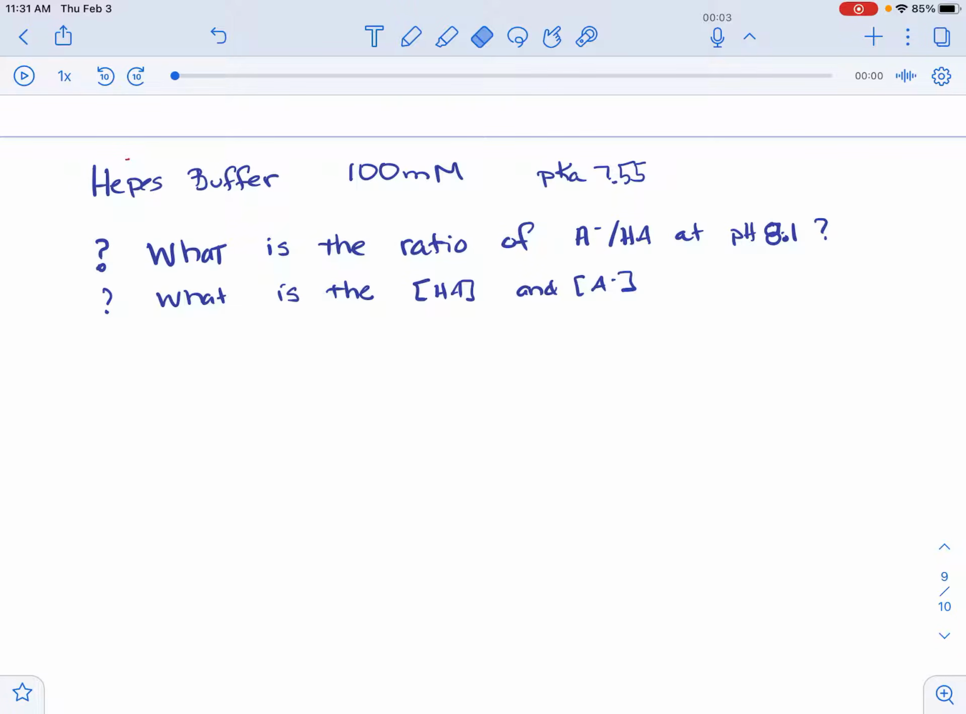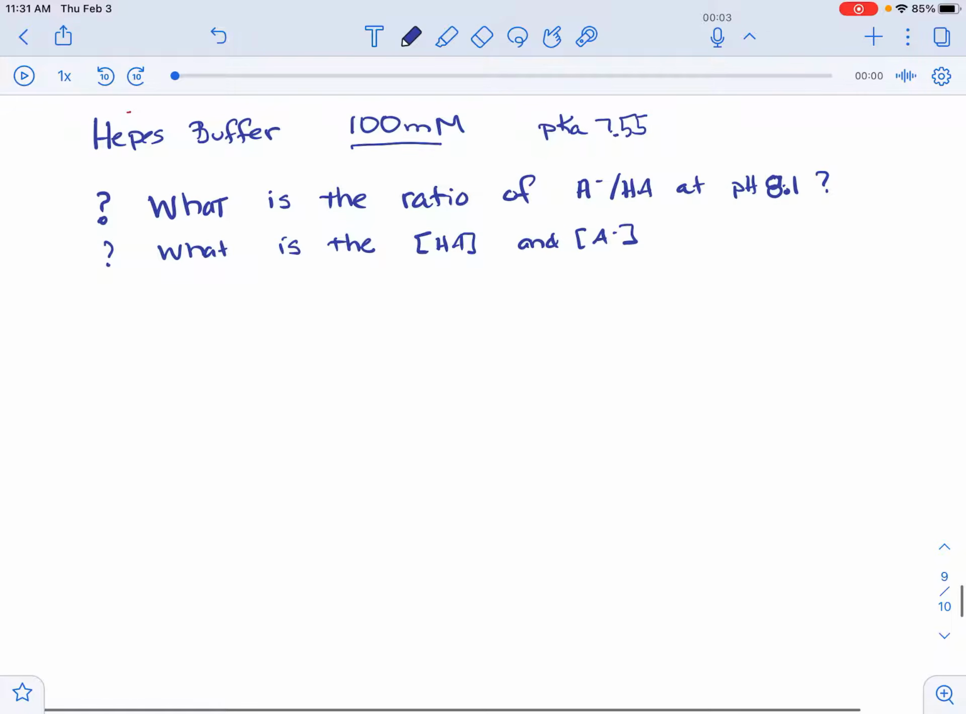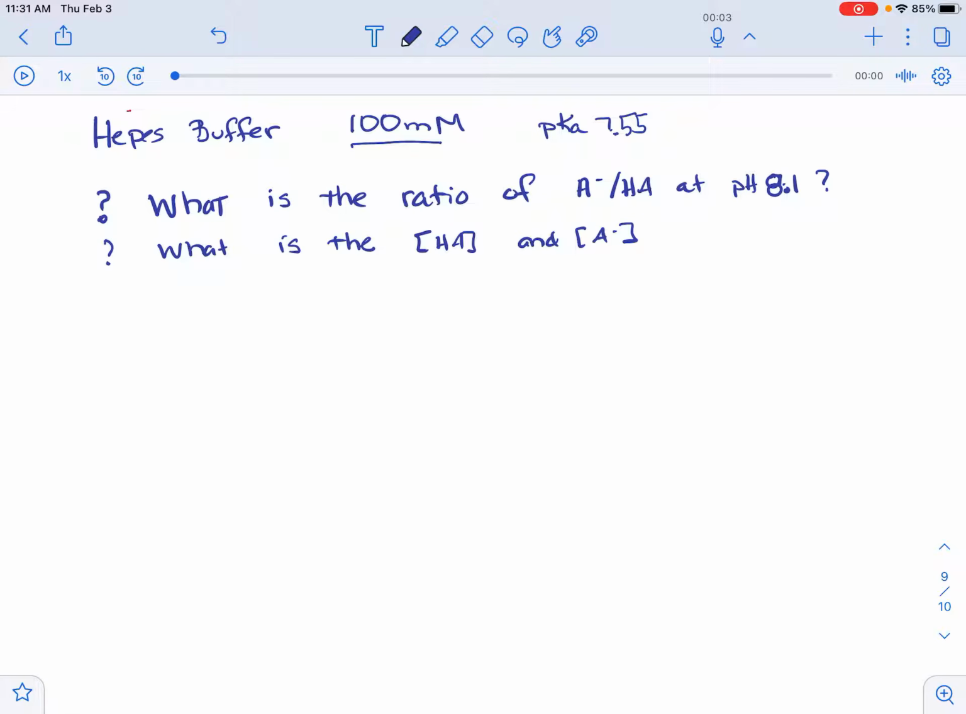I'm going to work this problem for you. We have HEPPS buffer. It's 100 millimolar concentration, and that means that's both the weak acid and the conjugate base. If you are given a buffer concentration, it's the sum of both. And HEPPS has a pKa of 7.55. Our first question is, what is the ratio of A minus to HA if we have a pH of 8.1?